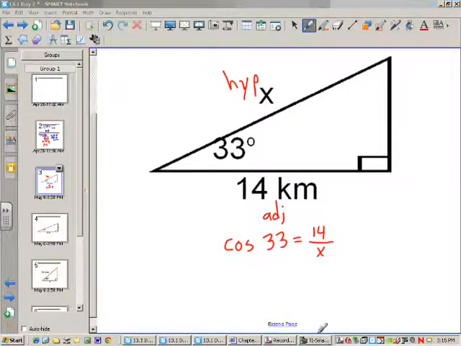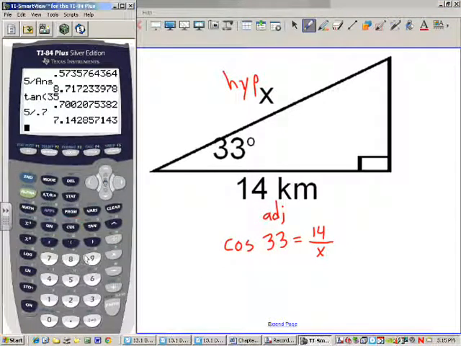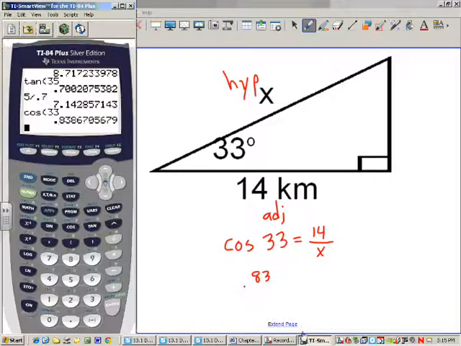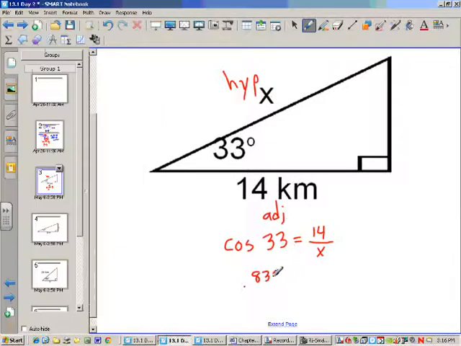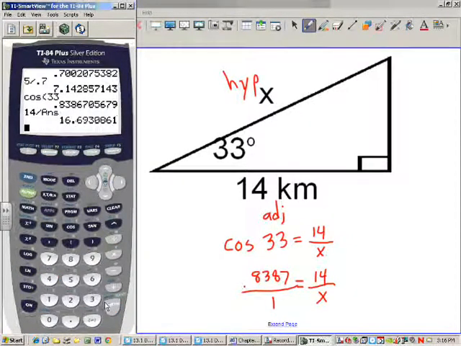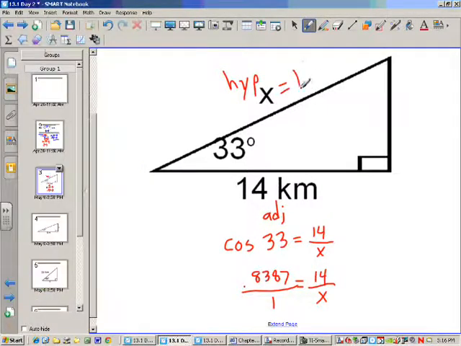Now I have to figure out what cosine of 33 actually is. Cosine of 33 is equal to 0.8387. Is equal to 14 over x. Now, when I cross multiply, 14 times 1 is 14, divided by this answer gets us 16.69. So this value is 16.69.